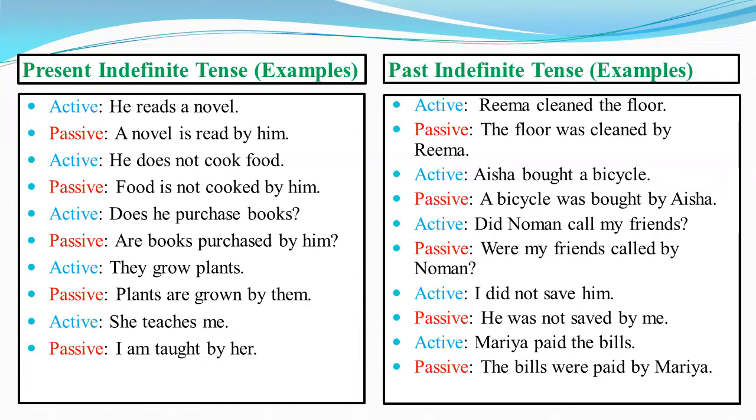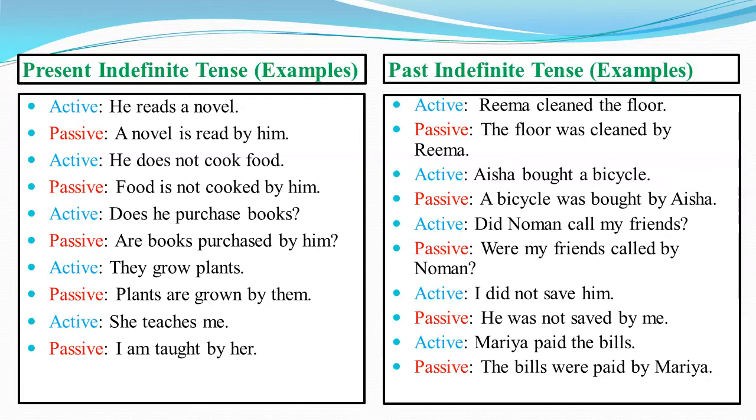Okay, and the second example is: he does not cook food. This is a negative sentence and we will make the passive: food is not cooked by him. Okay, here is an interrogative sentence. Active is: does he purchase books? And the passive is: are books purchased by him?